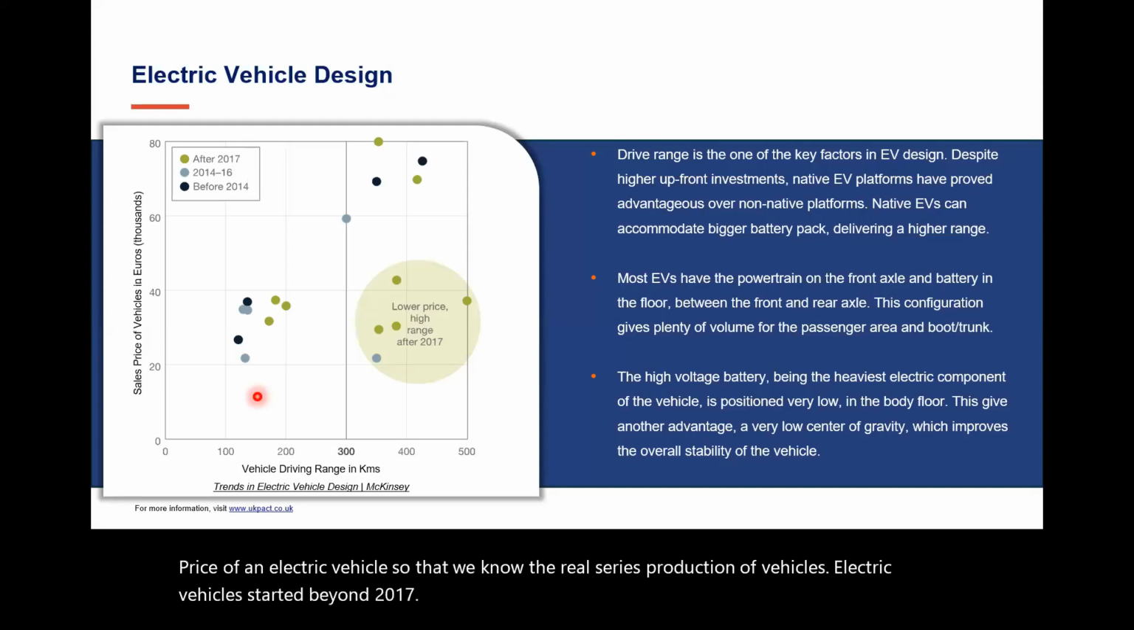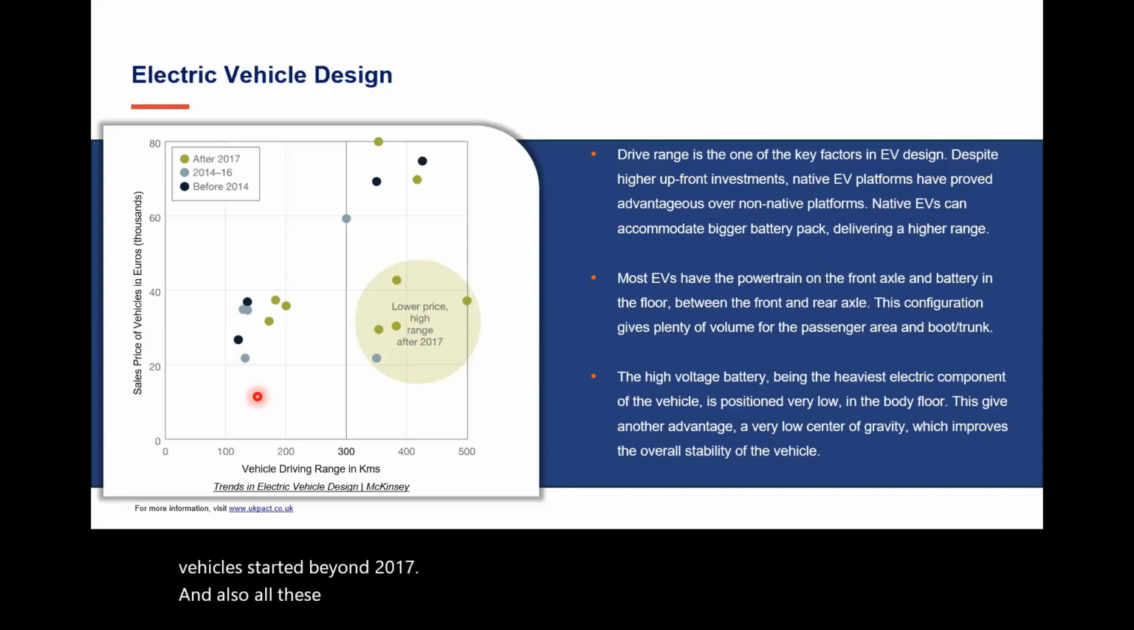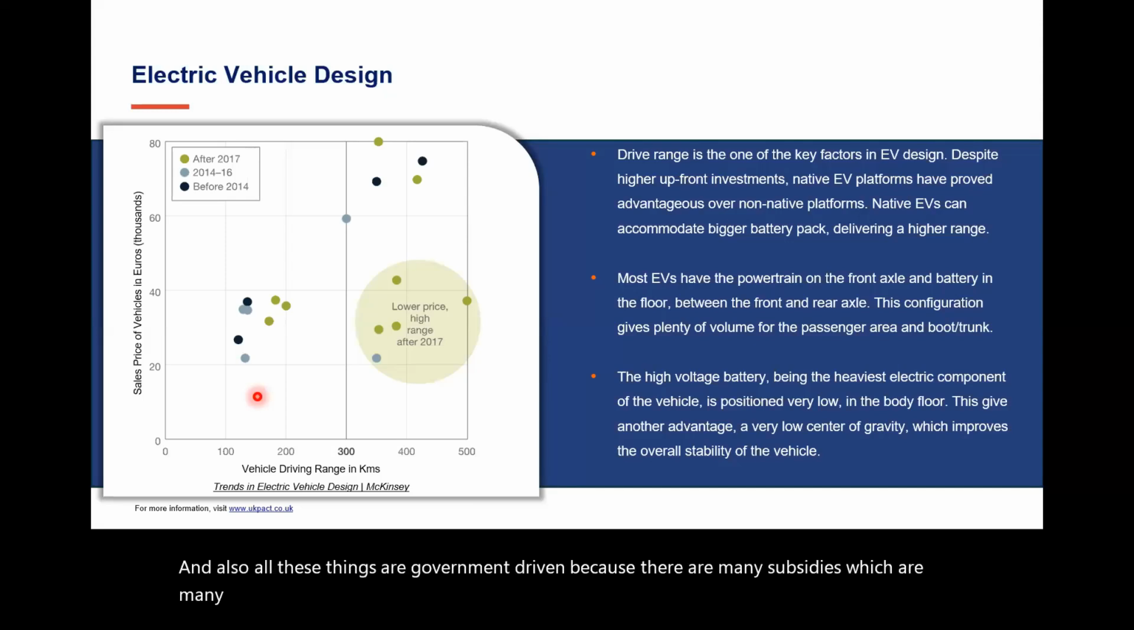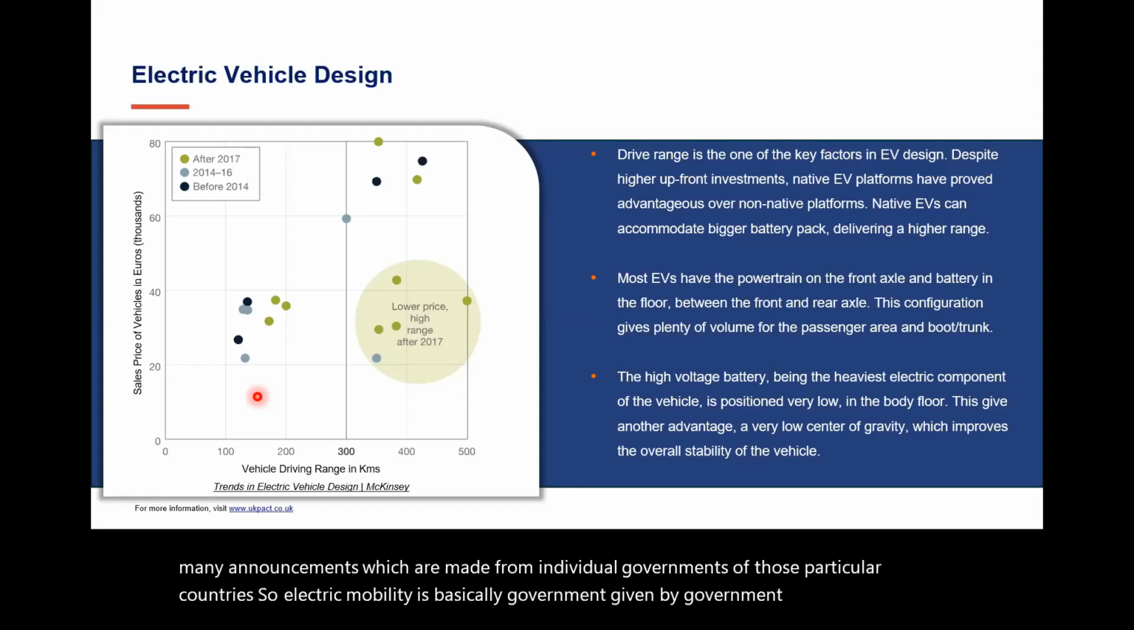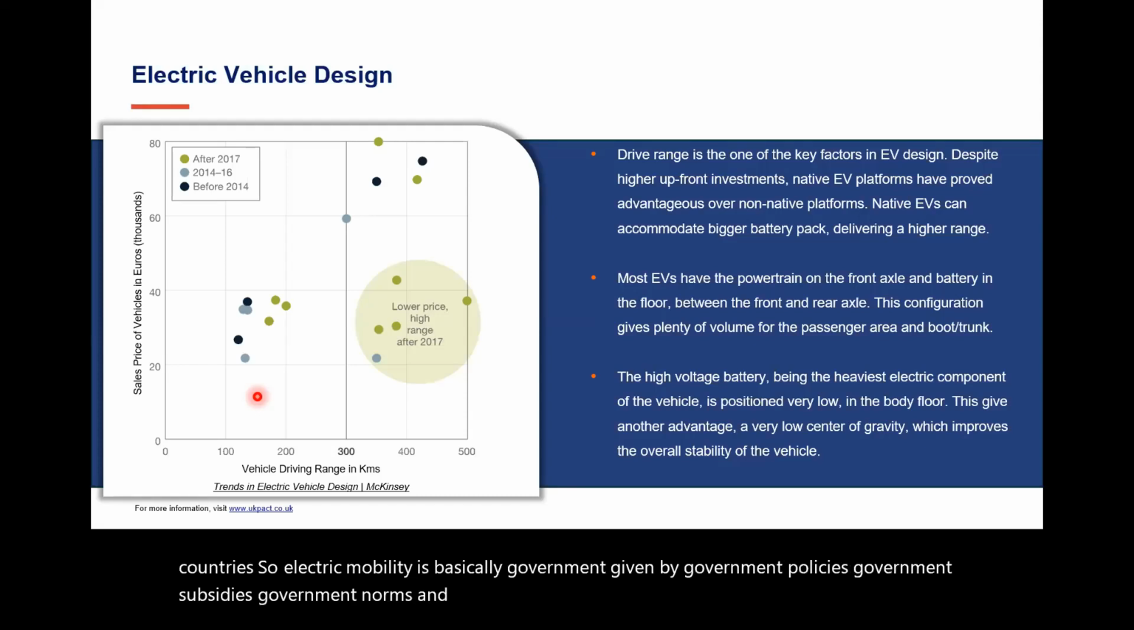And also all these things are government driven, because there are many subsidies and many announcements which are made from individual governments of those particular countries. So electric mobility is basically driven by government policies, government subsidies, government norms and regulations, to make it very clear.